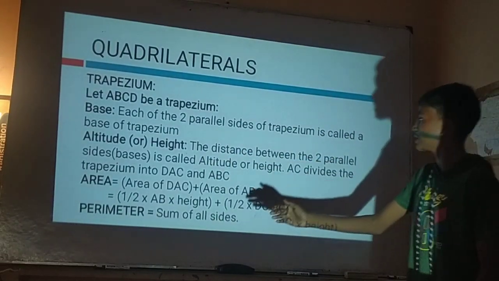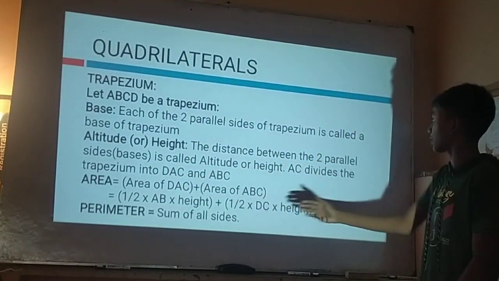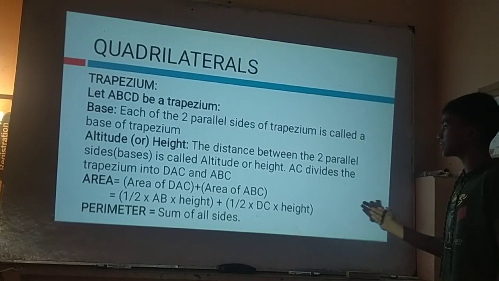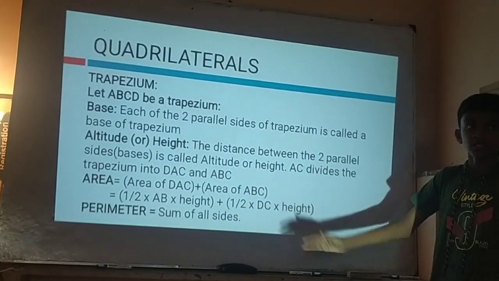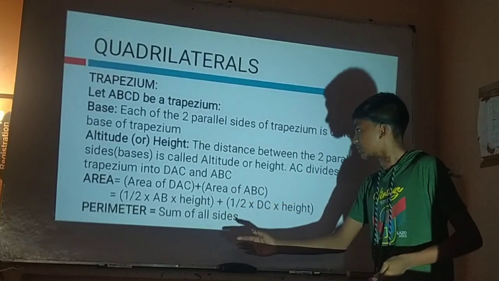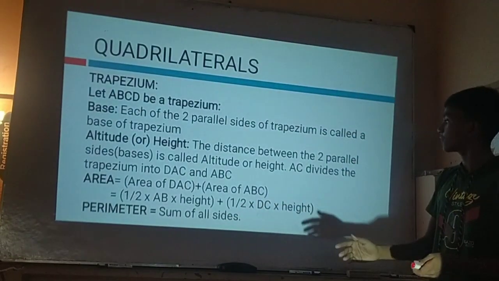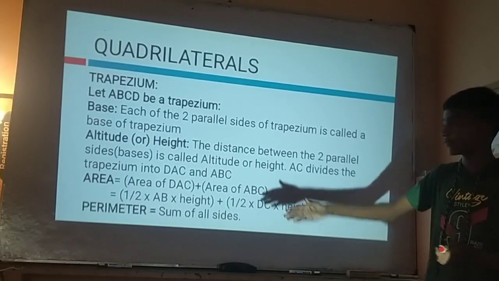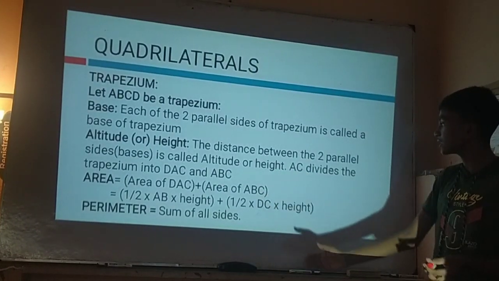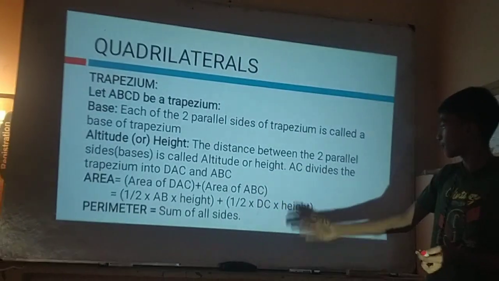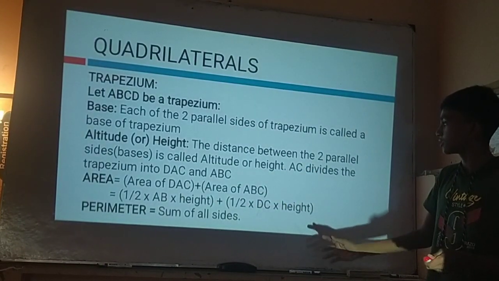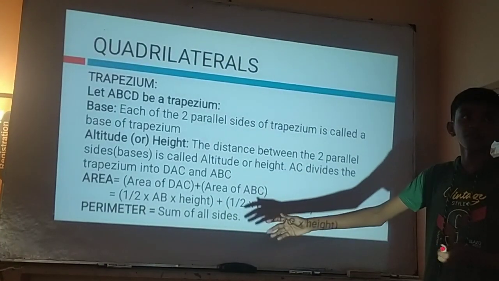The perpendicular distance between the two parallel sides or bases is called the altitude or height. AC divides the trapezium into DAC and ABC. So the area of this particular trapezium is the area of DAC plus the area of ABC, or we can say half into AB into height plus half into DC into height. Perimeter is the sum of all sides of the trapezium.